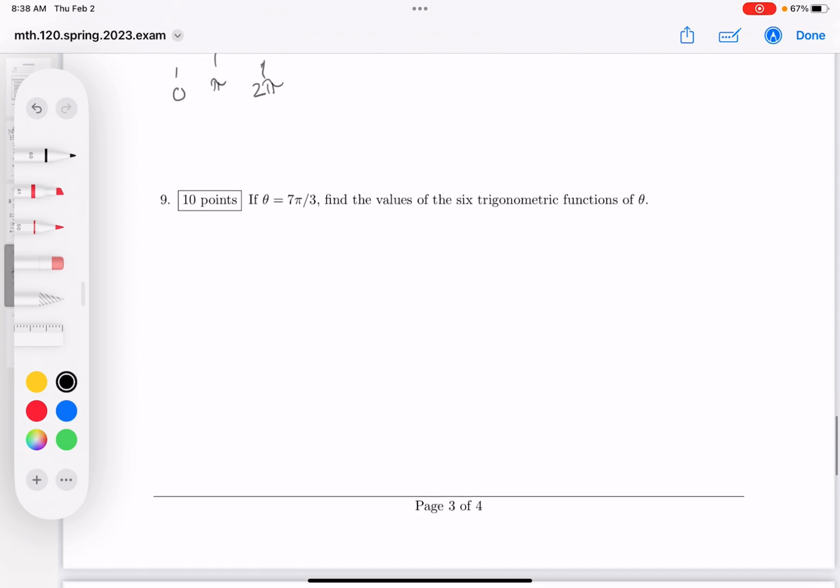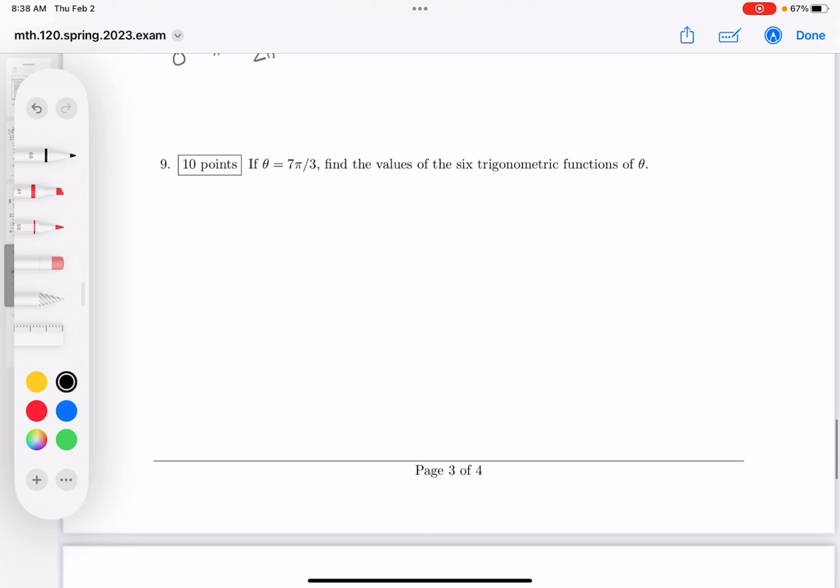Well, let's do number 9. Which says, if theta equals 7 pi over 3, let's practice some things that we know about and how to convert that to degree measure. You don't have to, by the way. It's certainly a multiple of pi over 3. So it's going to be 180 degrees over pi. Pi's would cancel. 3 goes into 180 degrees, 60 degrees times. So it's really 7 times 60 degrees.